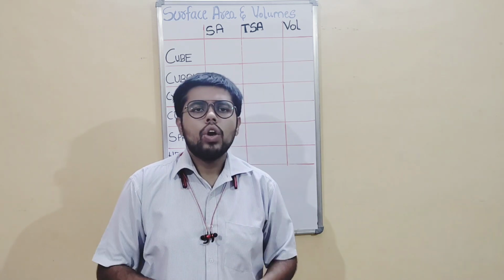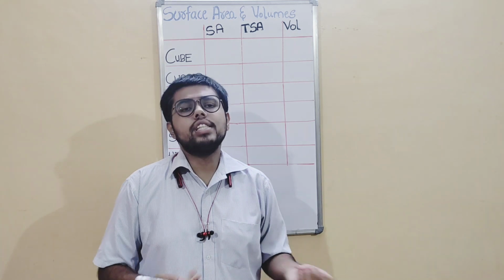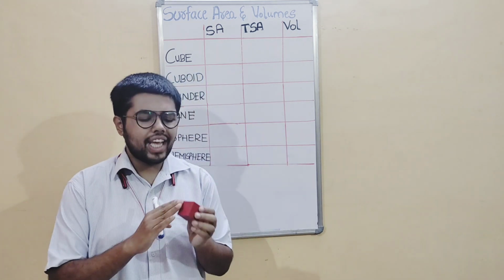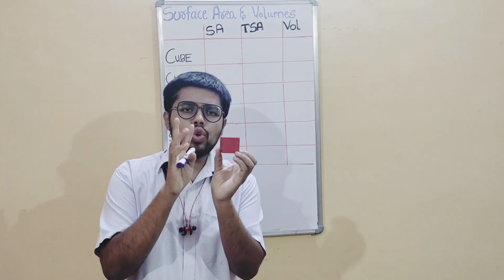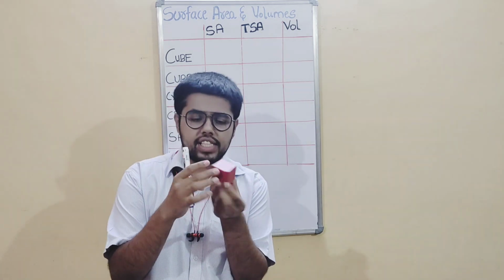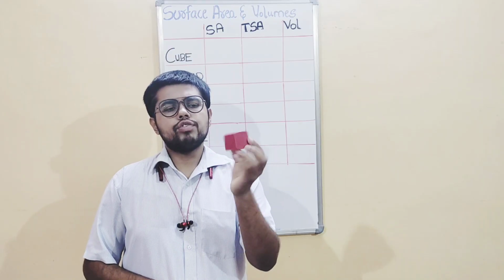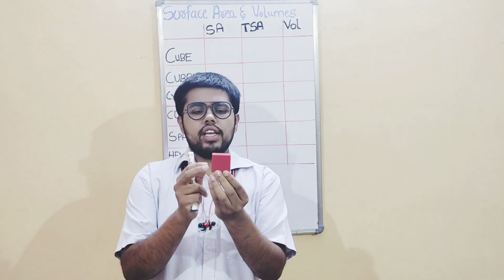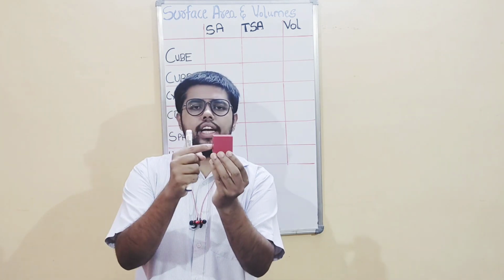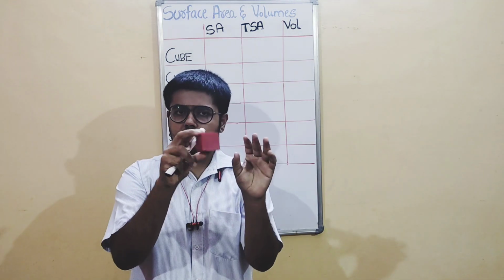So firstly, we should know what surface area means. Surface area means what we can see, okay? Here specifically, there are 2 surface areas. One is lateral surface area, one is total surface area. First, if you see here, it has 6 sides, okay? So lateral surface area is all these 4 sides, okay? And total surface area is considering all the faces, all 6 faces.